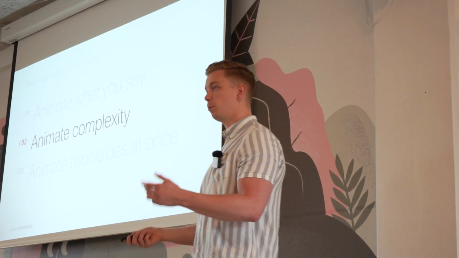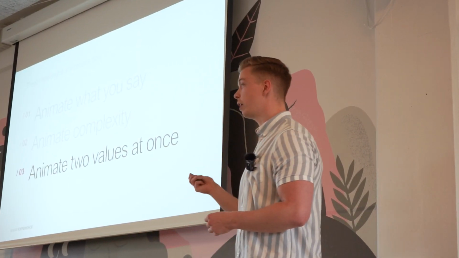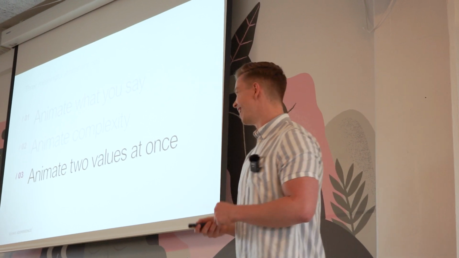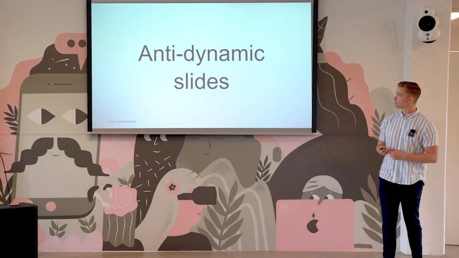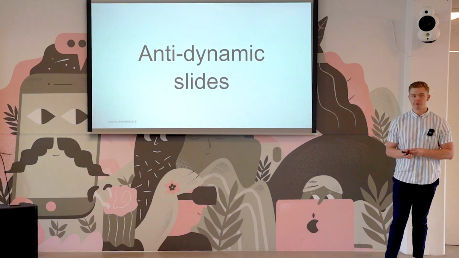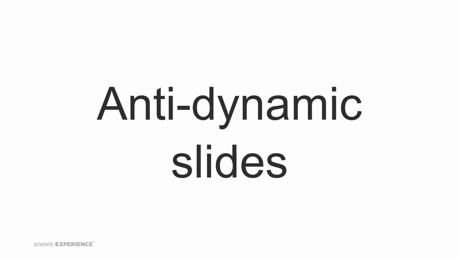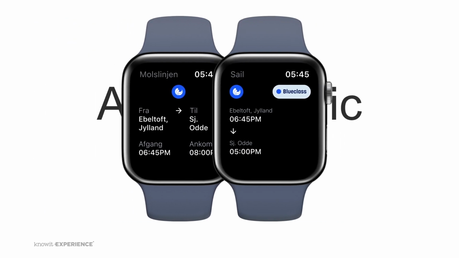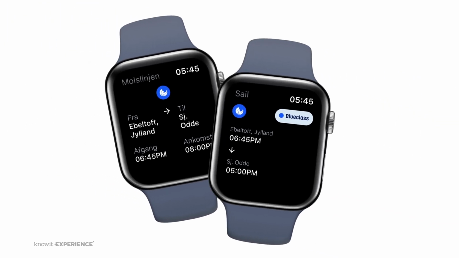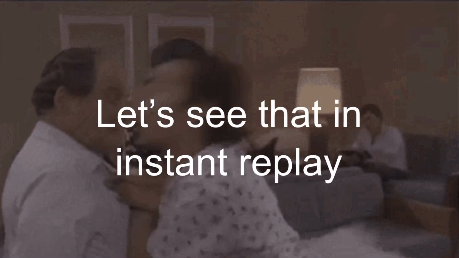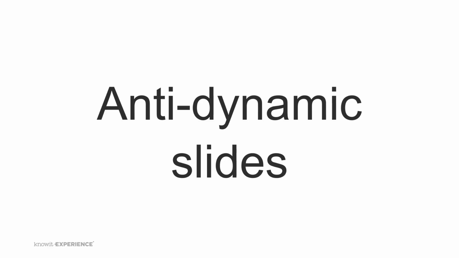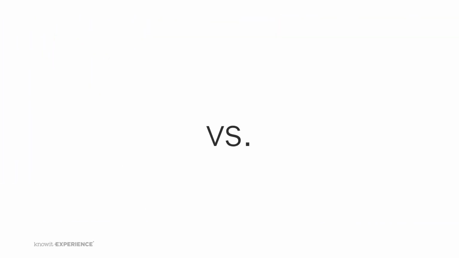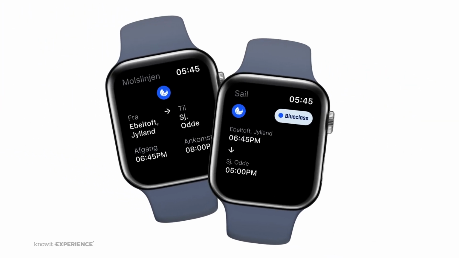So that's animating complexity. The last point is how to get this oof feeling. And I have an example here of how not to do it, the anti-dynamic slide. It's fine, we animate, that's a good start, but it's a bit boring. Versus a dynamic slide where it's a lot more smooth. And let's just see that in instant replay again, because I think some of you missed it. So the anti-dynamic slide is quite boring versus the dynamic slide. It's a lot more smooth.